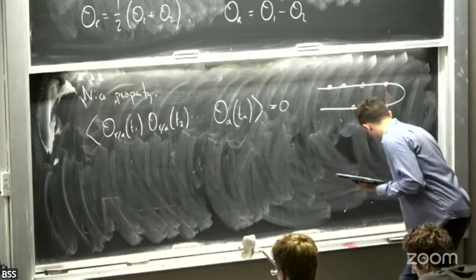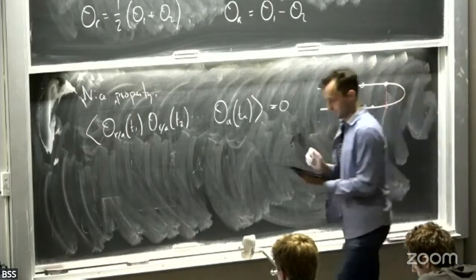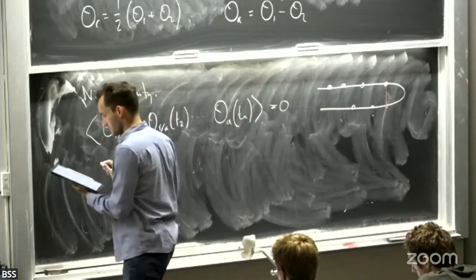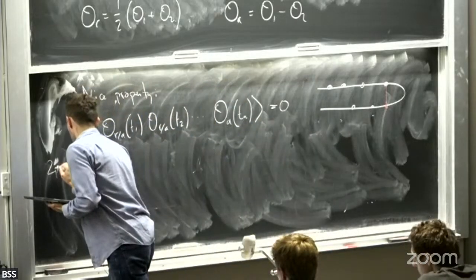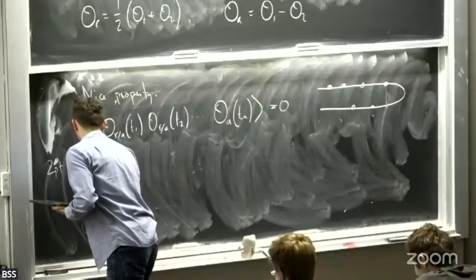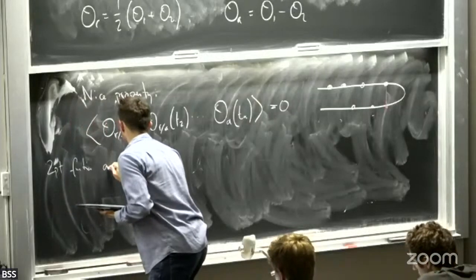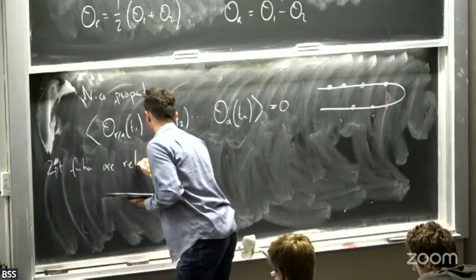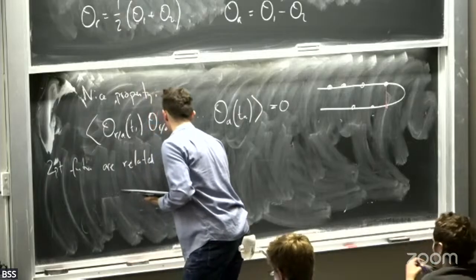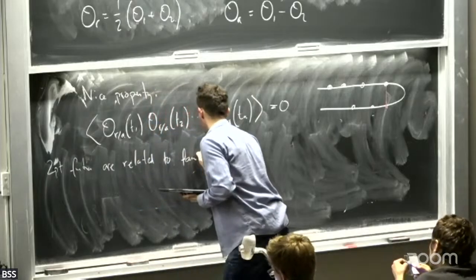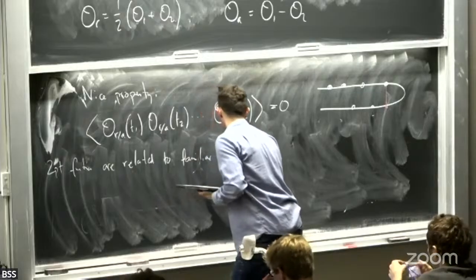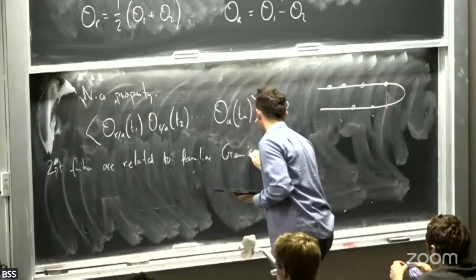Okay, so now we're ready to relate these things to observables you know. So, for example, correlation functions of these fields are related to familiar Green's functions.